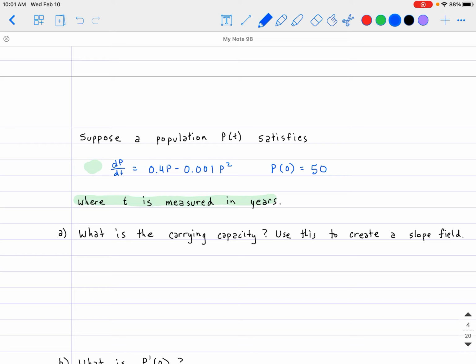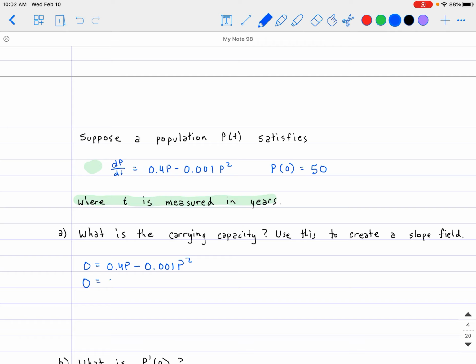Now remember, the carrying capacity is when the derivative is equal to 0, because once you reach that carrying capacity, I don't want the population to grow anymore. So what I'm saying is to literally set it equal to 0 and try to solve for it. So 0 is equal to 0.4P minus 0.001P squared. Okay, we can go ahead and factor out some values over here.